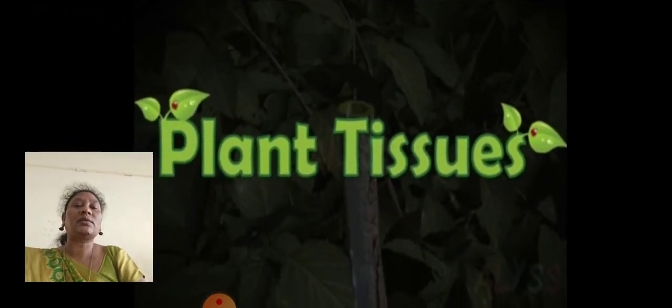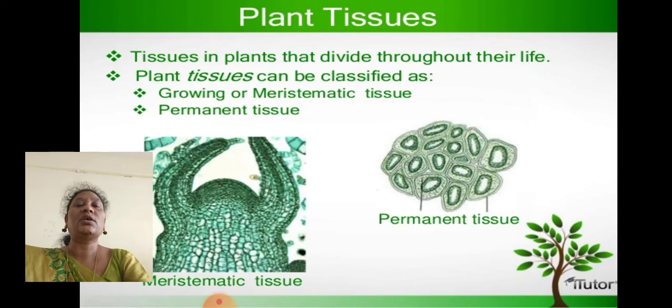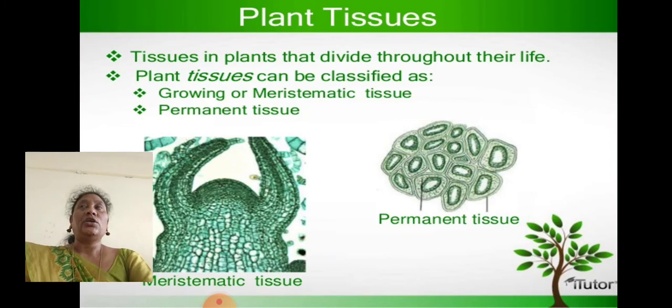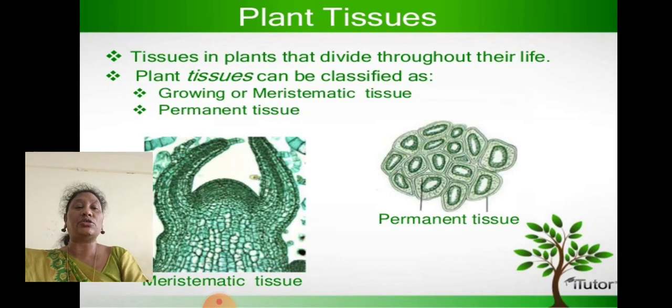So we will discuss the plant tissues. Coming to plant tissues, in plants some tissues divide throughout the life of the plant, because plants grow throughout life. Plant tissues can be classified as growing or meristematic tissue and permanent tissue. You can see the picture, meristematic tissue and permanent tissue.